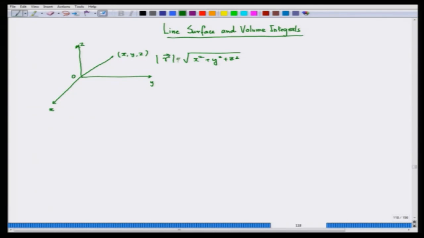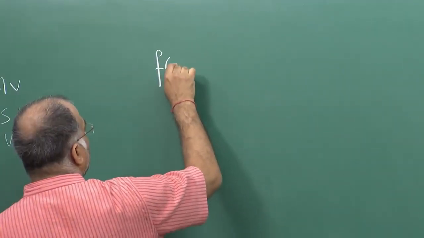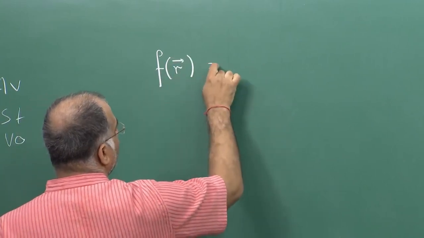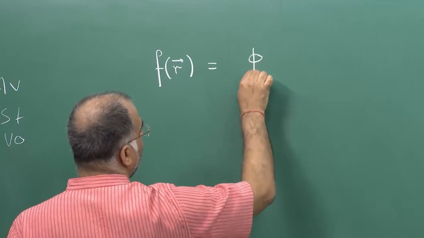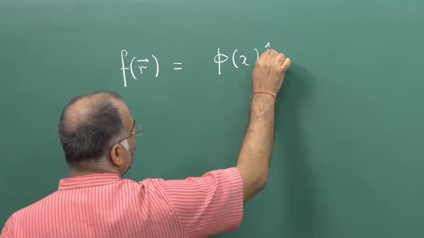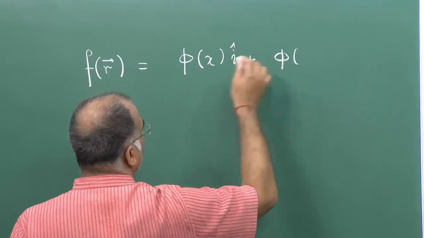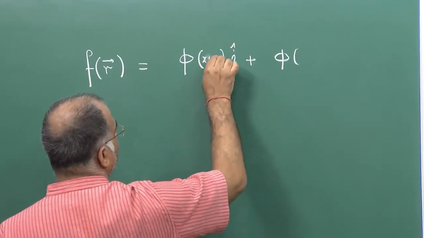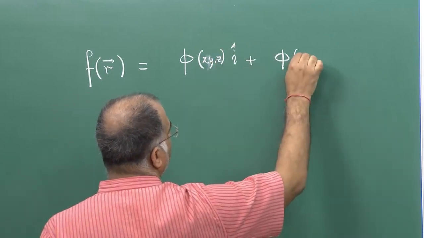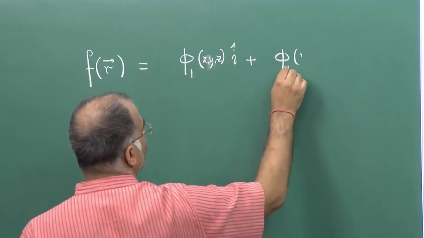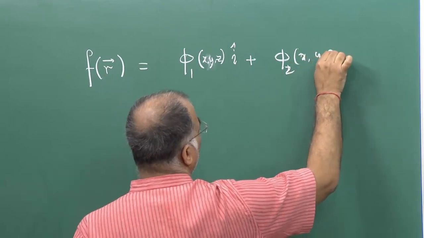Here we call mod r the distance vector. Among the vectors, there are certain important operators, which I will again go to the board and do, which will be much better. For example, if I take a function of some r vector, it could be some function phi 1 of x, y, z times the i vector, and some function phi 2 of x, y, z times the j vector.